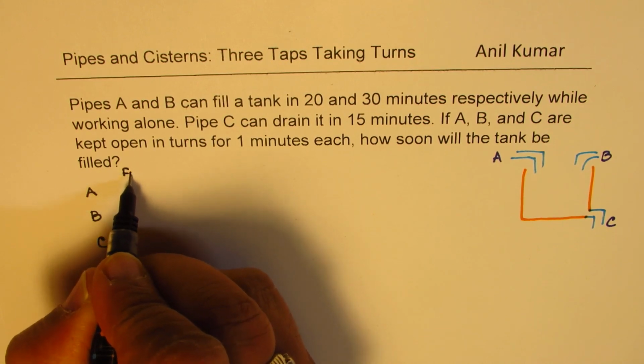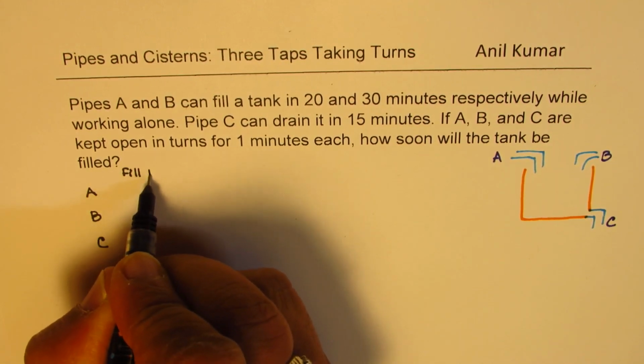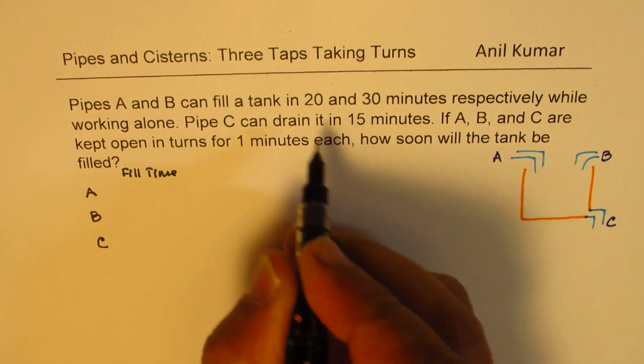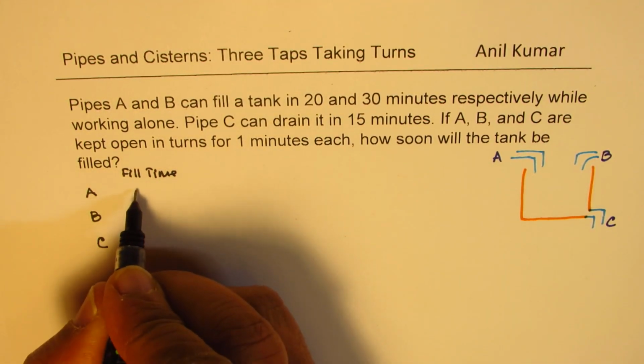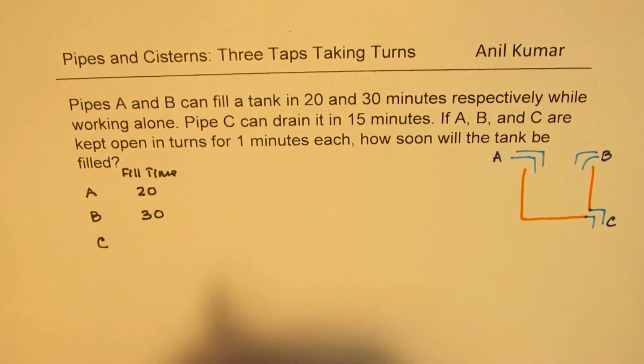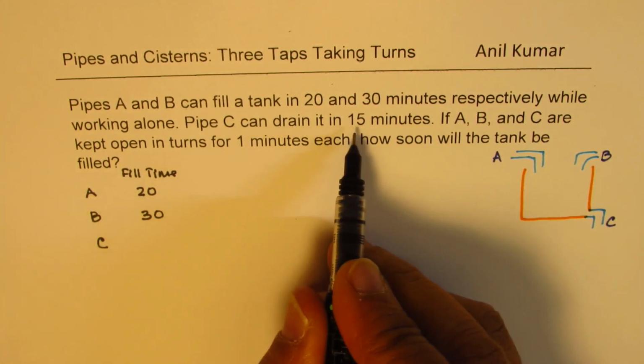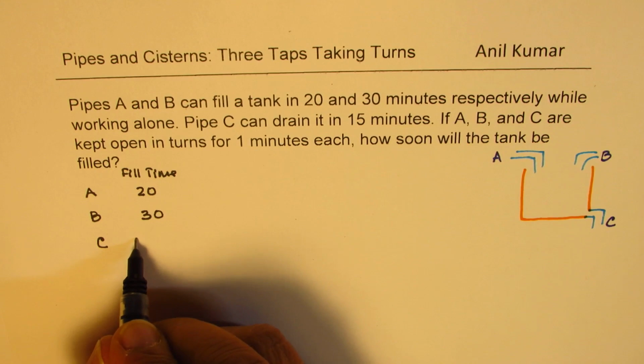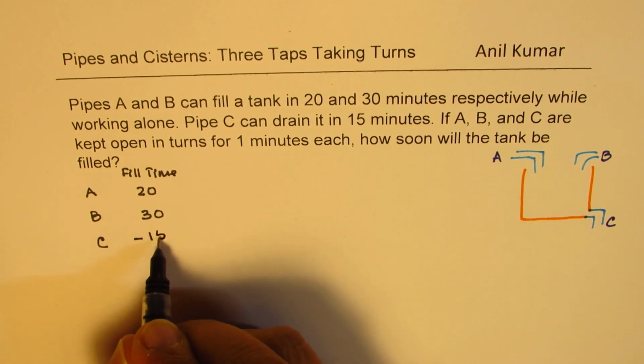So fill time for A is 20 minutes, for B it is 30 minutes. Filling is taken positive, C is the draining pipe, so that draining will make it negative 15 minutes, right?